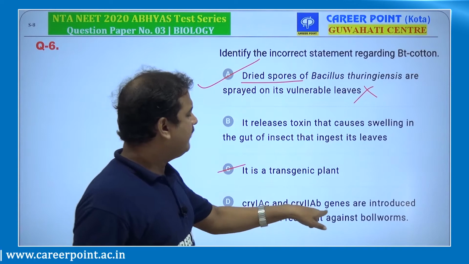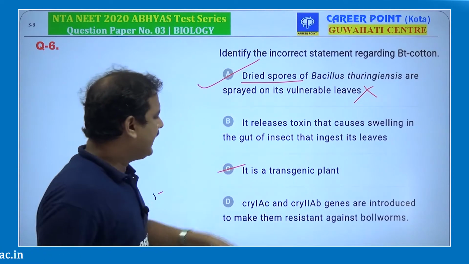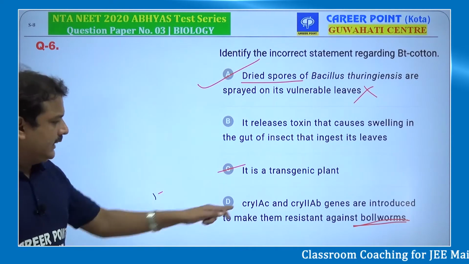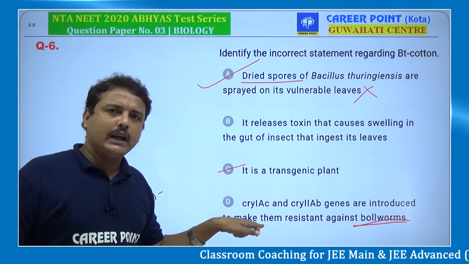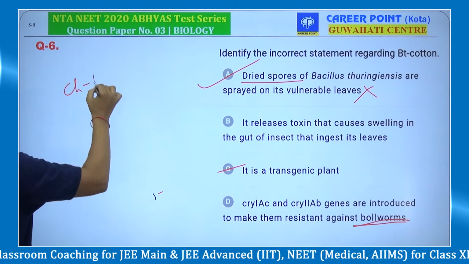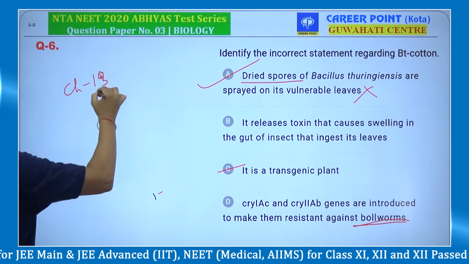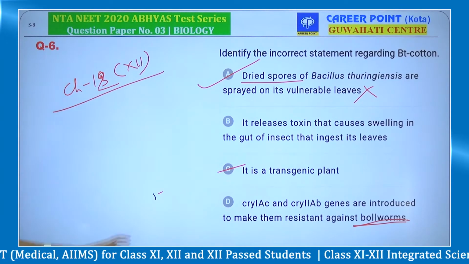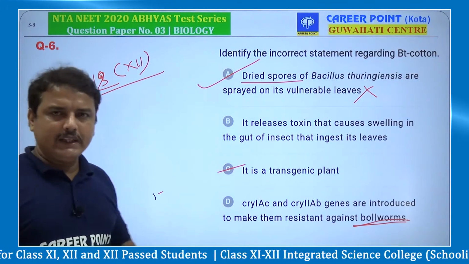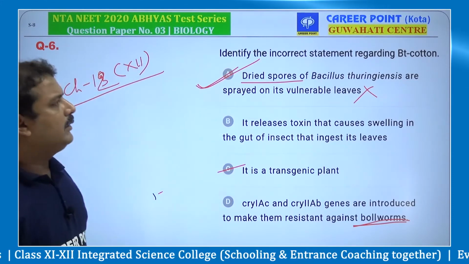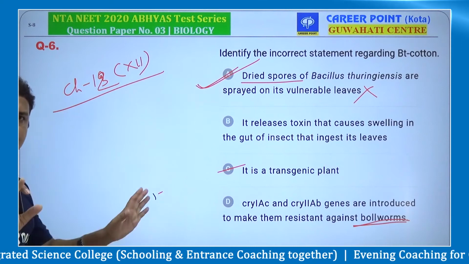Cry1Ac and Cry2Ab genes are introduced to make them resistant against the cotton bollworm. Clear? So this is exactly from your NCERT book, class 12, chapter number 12, application of biotechnology. So the answer here, identify the incorrect statement regarding Bt cotton, is A. Clear? Next question.